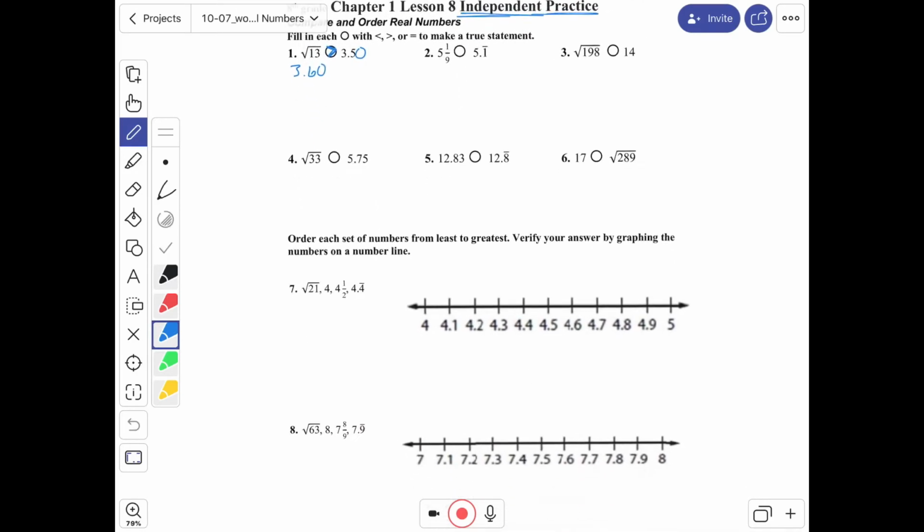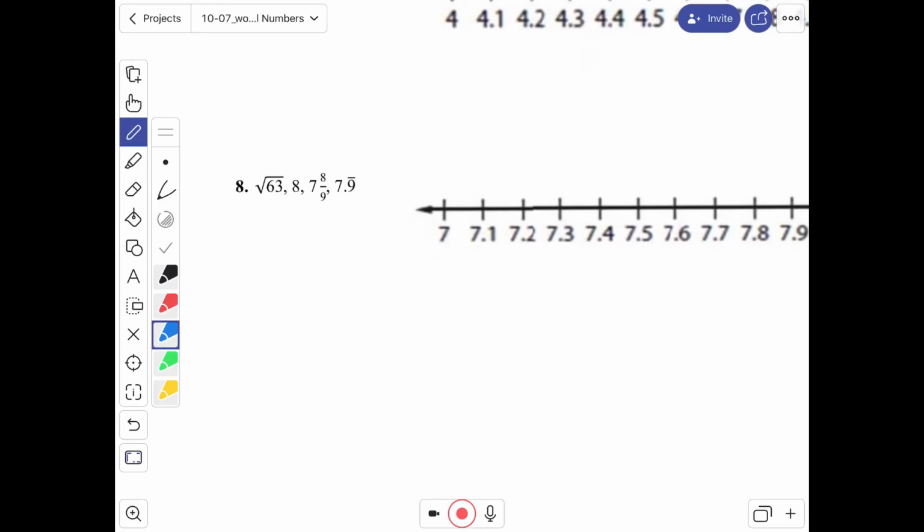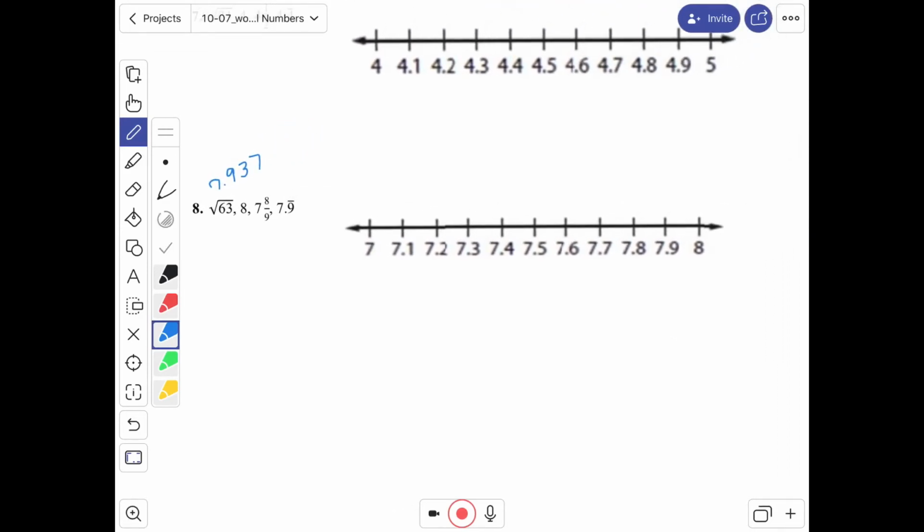Then let's look down at the bottom. On the bottom, you're putting them in order. Again, you can use your calculator. If you try to find the square root of 63, you would find that it is 7.937. So that on our number line would be a little past the 7.9. And these do get bunched up.